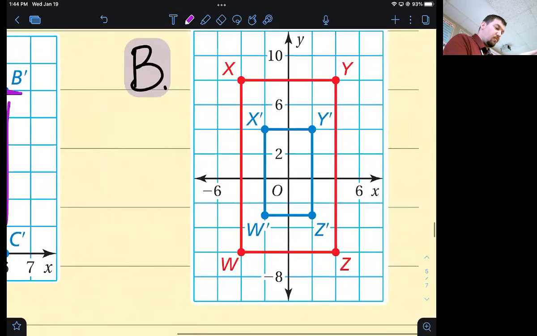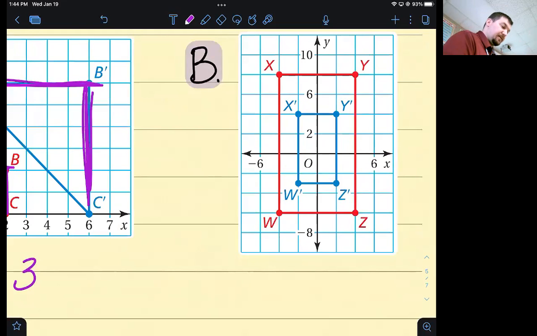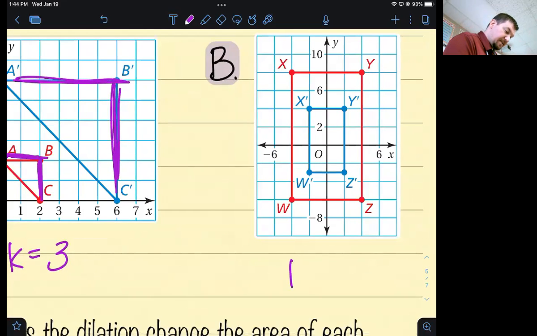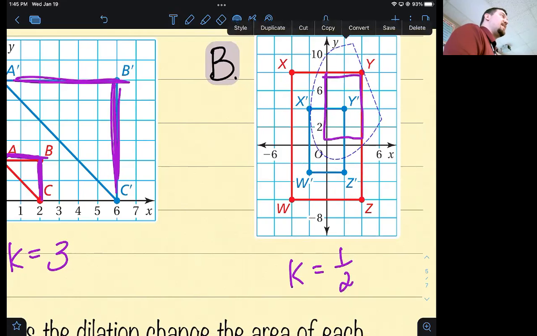Okay, here we have a red rectangle and a blue rectangle. What are they dilating the red rectangle by, Maddox? By 1/2. So K is equal to 1/2. That doesn't mean the area of the blue rectangle is only half. I can fit 1, 2, 3, 4. So the area is 1/4 of the size. What's 1/2 squared? 1/4. Area is in 2 dimensions. The perimeter is half the size, but the area is 1/4 of the size. Interesting. Volume would be to the what power then?